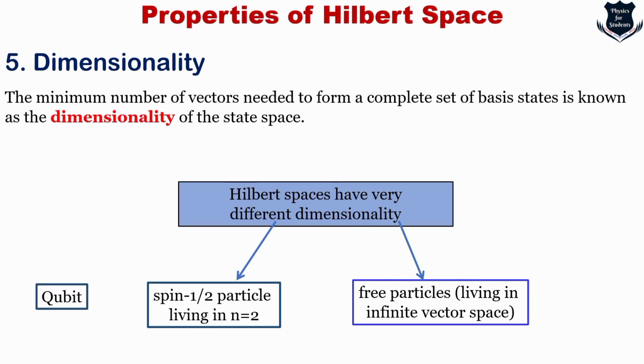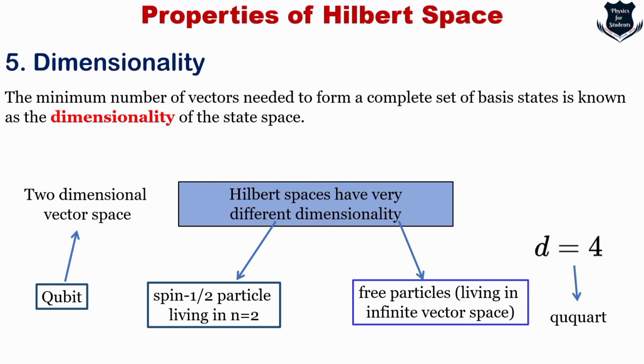We have something which we will learn, which is called a qubit, a two-dimensional vector space. Then it goes for dimension 4, which is called a ququart. Then dimension 3, which is called a qutrit. And anything which is of dimension more than 2 in general is called a qudit. So this is how it happens.